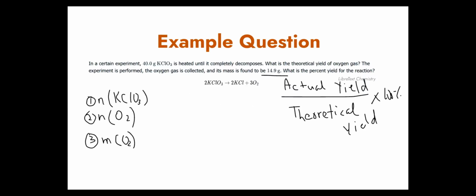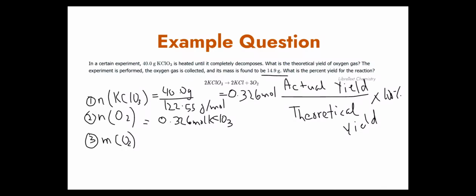In the first step, you're going to use the mass of potassium chloride, which is 40 grams, divided by the molar mass of potassium chloride, which is 122.55 grams per mole. Do the calculation, and it's going to give us 0.326 moles. Now, using the number of moles of potassium chloride, we have 0.326 moles of potassium chloride.